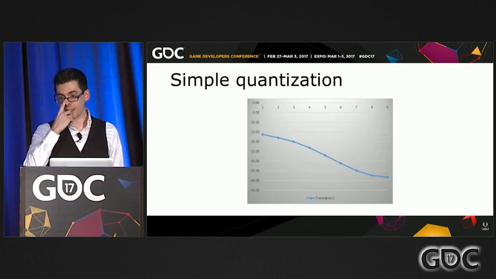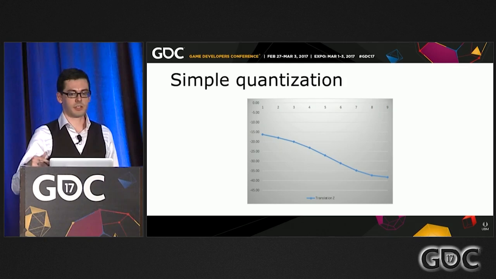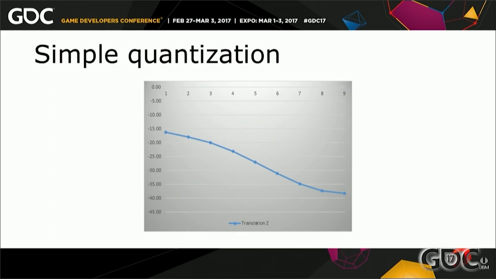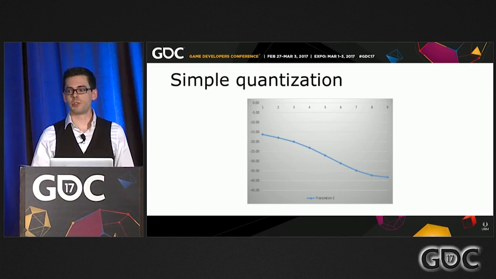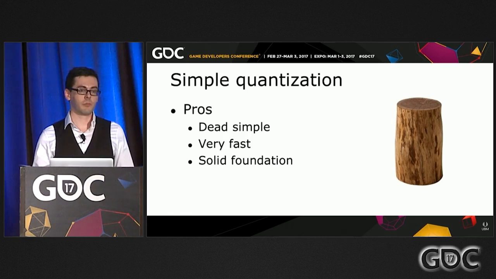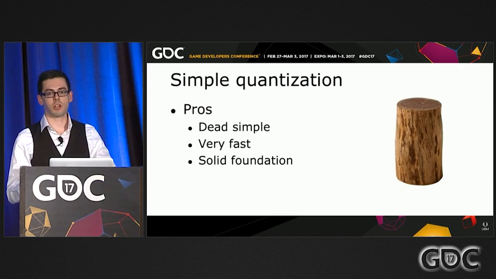And the last technique is the simplest one by far. It's just simple quantization. We have our discretized samples, and we make no effort to remove any of them. We retain everything and instead just focus on using a reduced number of bits to represent them. So it's really dead simple, which means that it's very fast to implement, very fast to decompress as well. There's hardly any code that goes into this.